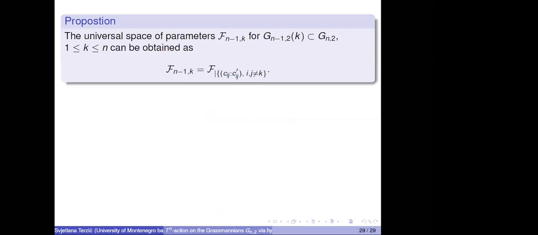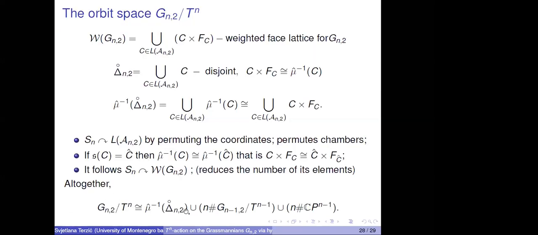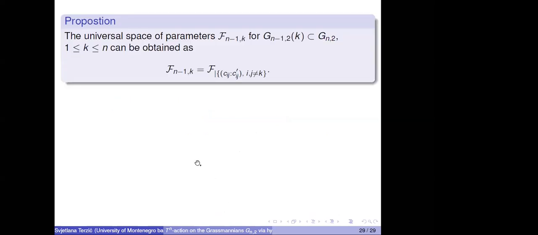Over the interior, we have the universal space of parameters. Here we know that the spaces of parameters are points, so this is not a problem. But here the universal space of parameters also arises, and we can prove that the universal space of parameters for G_{n-2,k}, where k indexes one of the copies of G_{n-2,2} embedded into G_{n,2}, is just the restriction of the universal space of parameters F_{n,2} to some coordinate subspaces in (CP^1)^n.